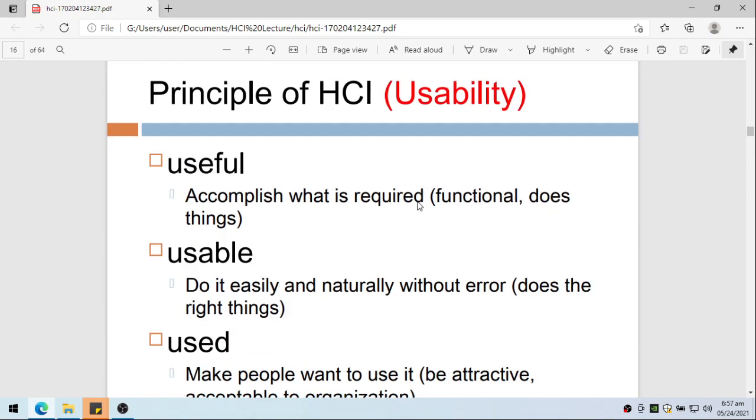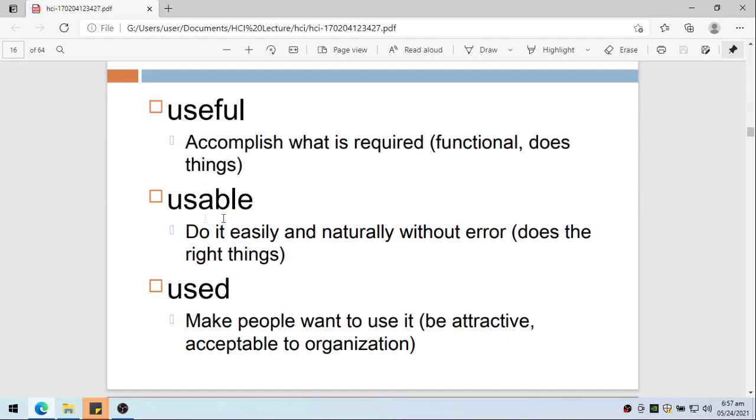And what are the principles of HCI? One of the principles of HCI is usability. So the application, the computer or the device, should be useful. That means it can accomplish what is required. So functional, and it does the things that it is required to do. And usable. So we say it's usable if we can do it easily and naturally without error. And used, so it makes people want to use it. So it should be attractive, acceptable to the organization.